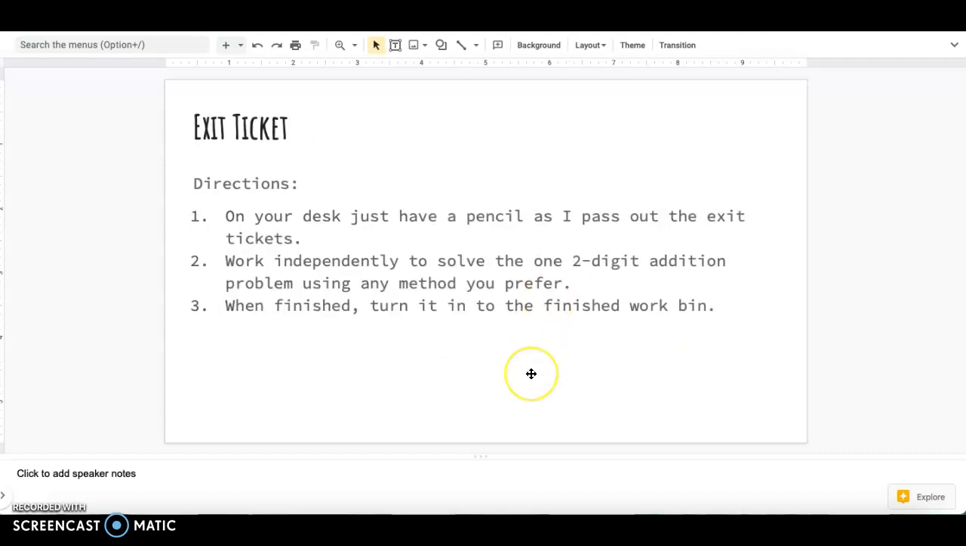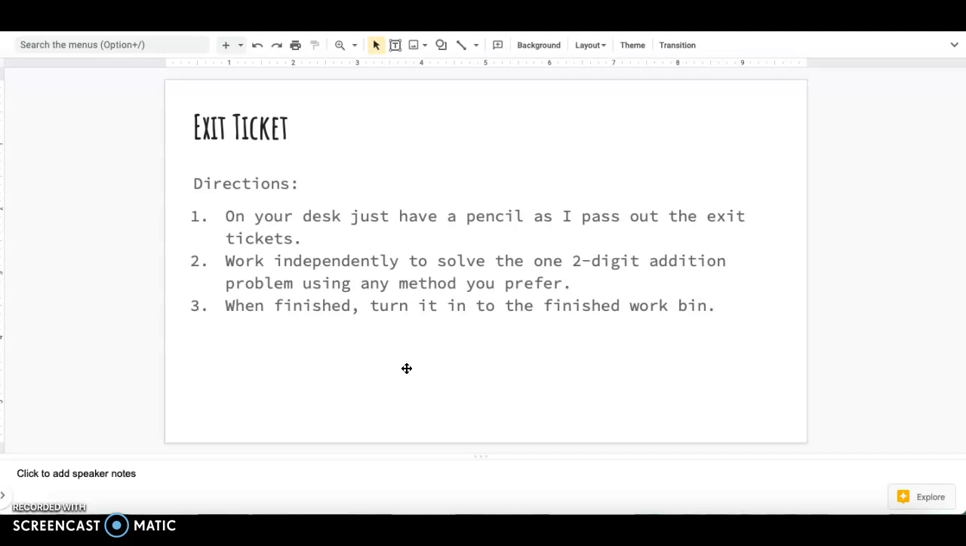Now, to conclude the lesson, my students will be given an exit ticket. So this exit ticket is just on a piece of paper that I've created for them, and it has one 2-digit addition equation on it. So on the board, I'll pose these directions. It says step 1, on your desk, just have a pencil as I pass out the exit tickets. Step 2, you're going to work independently to solve the 2-digit addition problem using any method they prefer. And then step 3, when they're finished, they're going to turn it into the finished work bin.